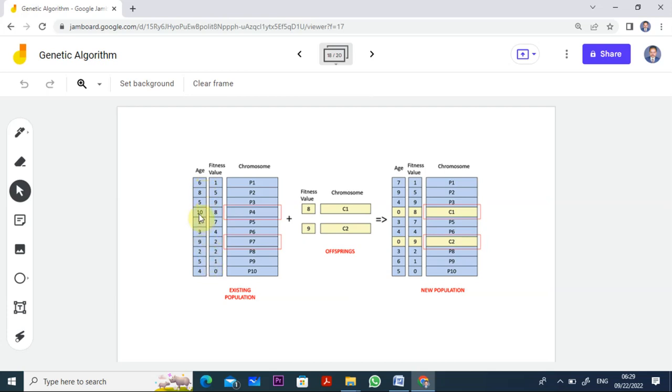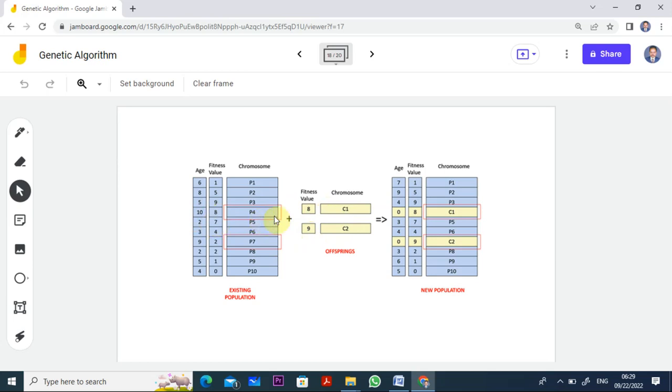So can you allow somebody at the age of 100 or 90 to marry? No. So what do we do? We make them out of this group, right? Then what I do is replace this with another chromosome C1 with fitness value 0.8, and C2 with some other fitness value. Okay, that means what I do? So this value, you get it now?